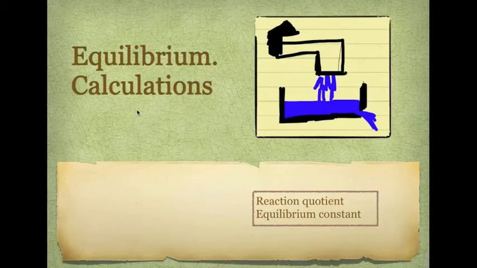Welcome back to Chemisode, and this is the second part of our equilibrium series, where we're looking at equilibrium calculations. You are going to be introduced to two terms this time: the reaction quotient and the equilibrium constant, and we're going to be doing some calculations about these two things. First of all, let's define what these two things actually are.